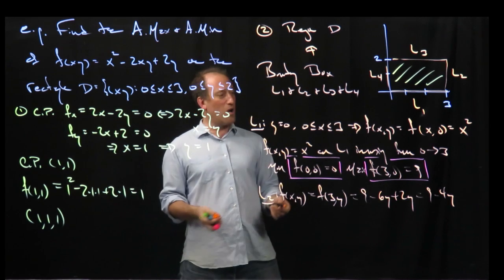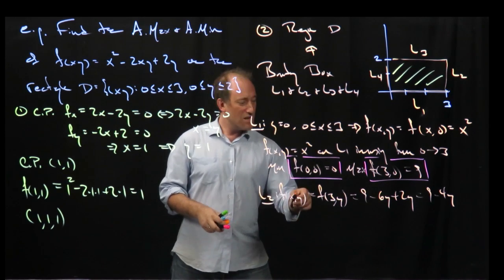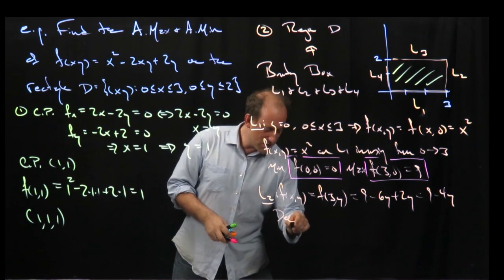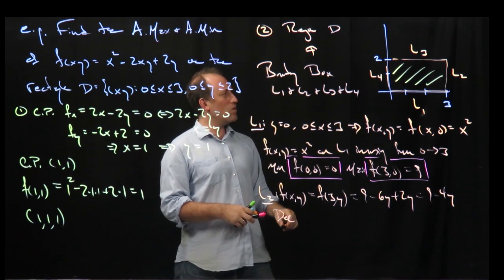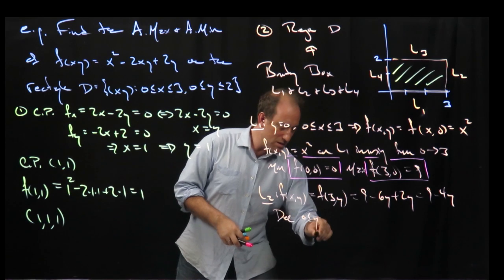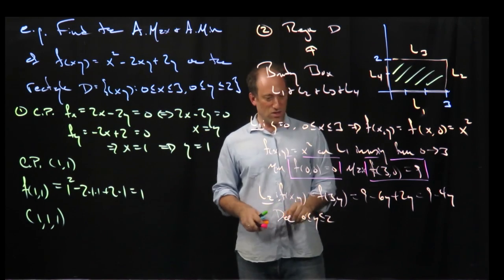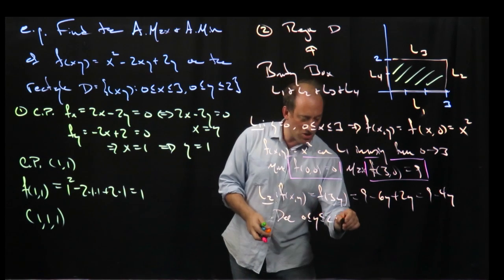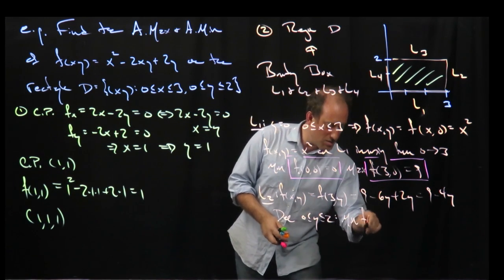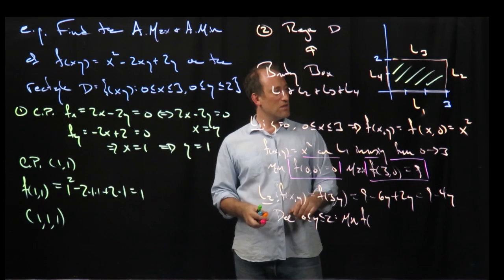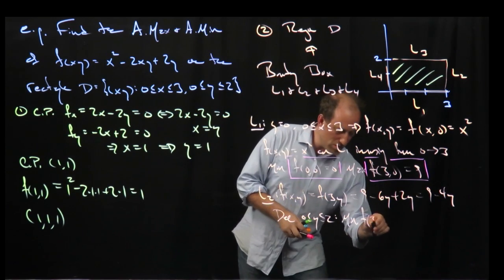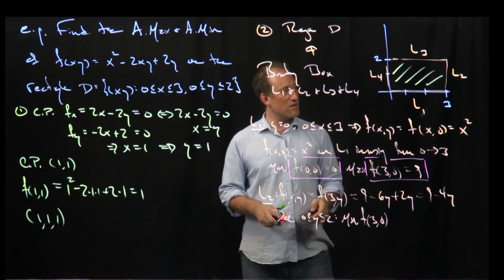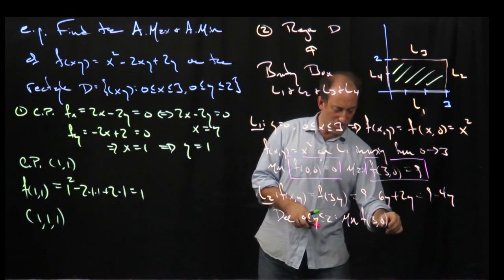All right, another small bit of calc analysis. This is a decreasing function when y is between 0 and 2. So that gives me a maximum initially, namely at f of 3, 0, and a minimum when I get up there at 3, 2.